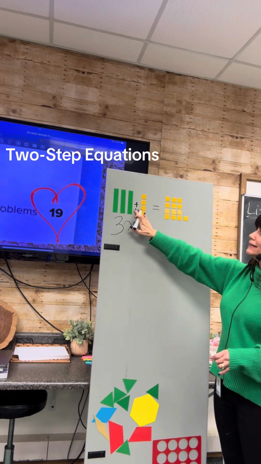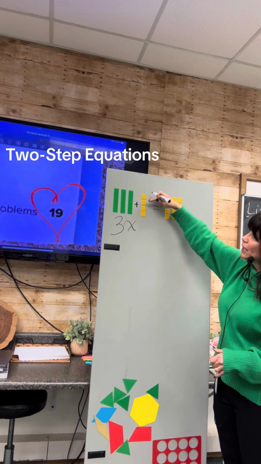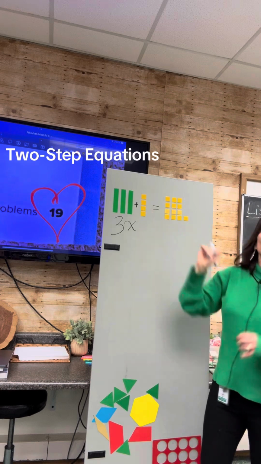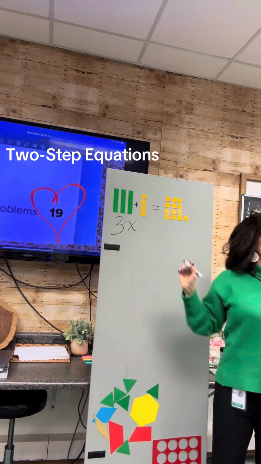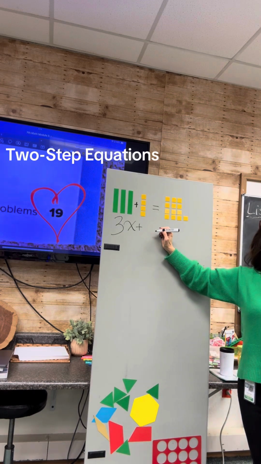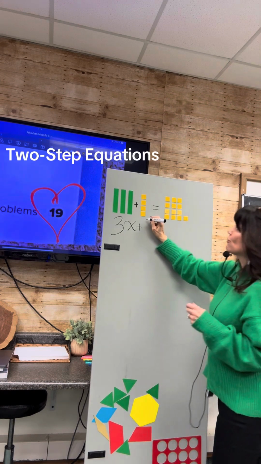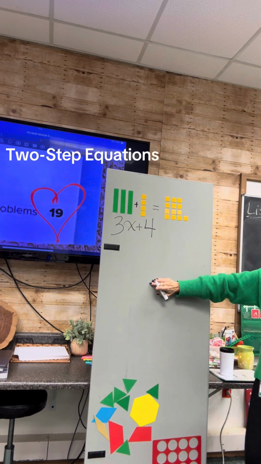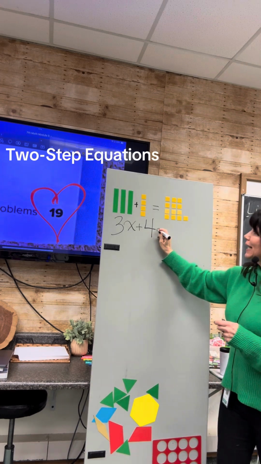If I say plus, positive 1, positive 1, positive 1, positive 1, class, what is that amount? 4. So what will I write, plus or minus? Plus, thank you for that answer. What will I write for my constant? 4. Please write this on your paper as I am writing it on this panel. All right, 3x plus 4 equals.